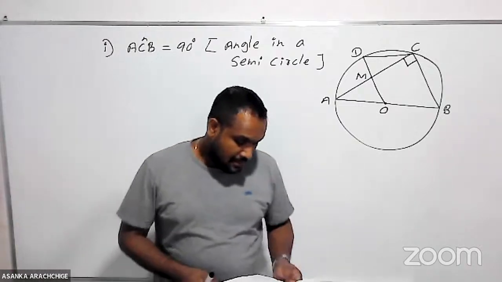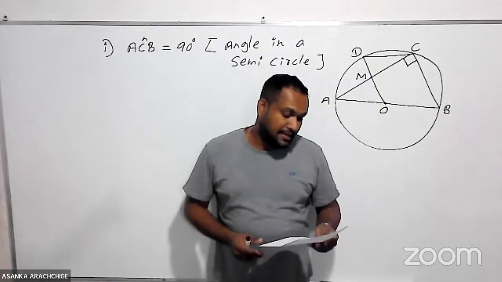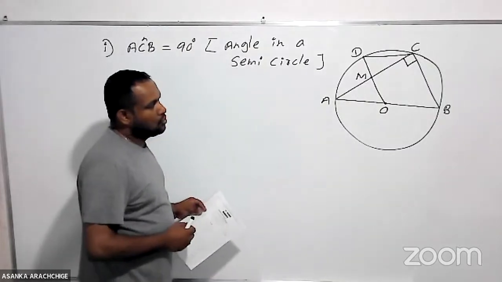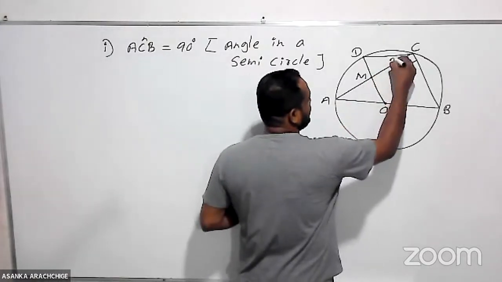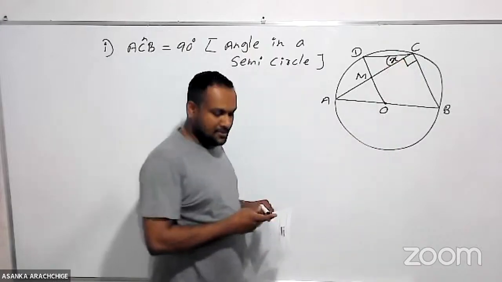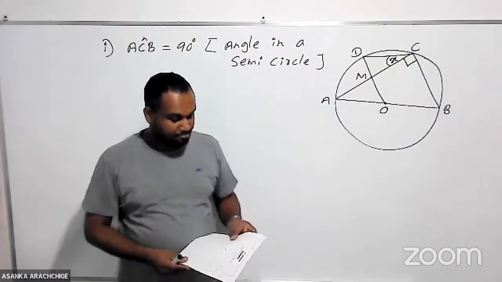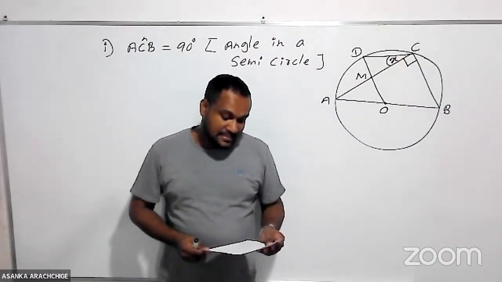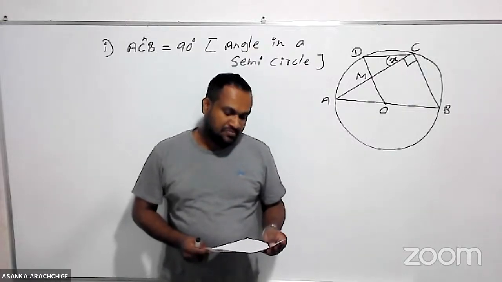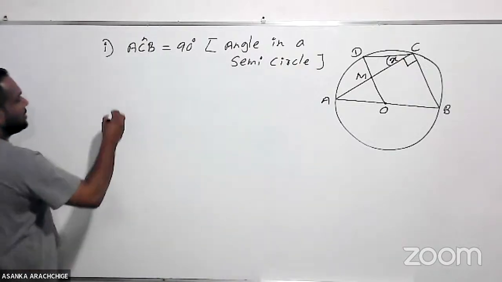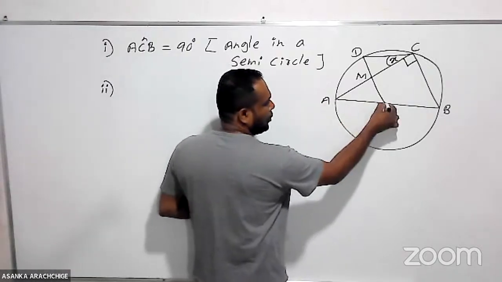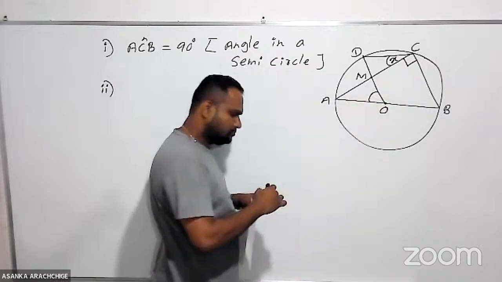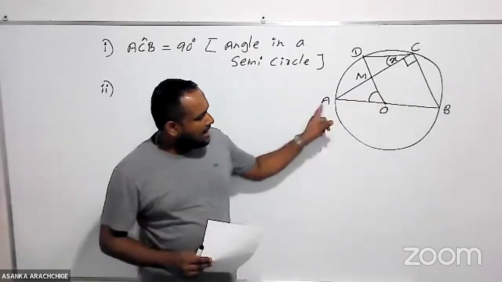Then, if angle ACD is x, now you have to identify angle ACD. This is the angle ACD, and we are given that it is x. By giving reasons, find the values of the following angles. The first one, angle AOD. You have to find the value of angle AOD. What can you say about angle AOD?